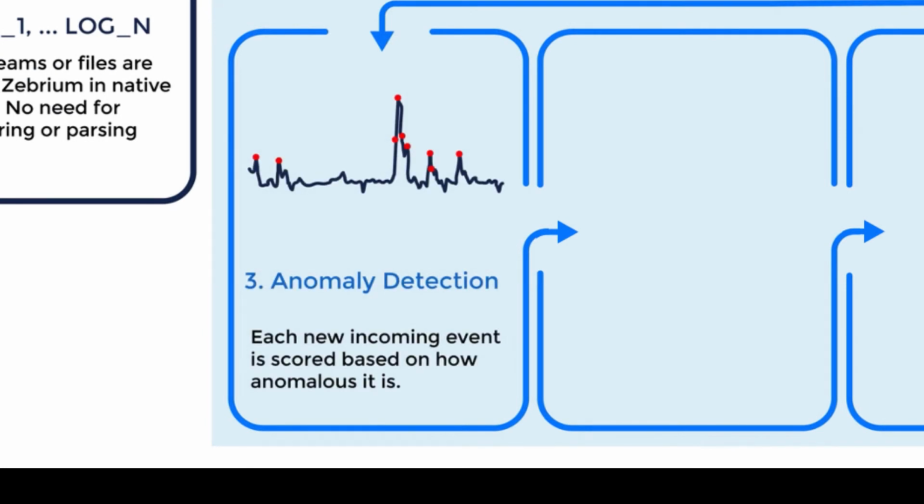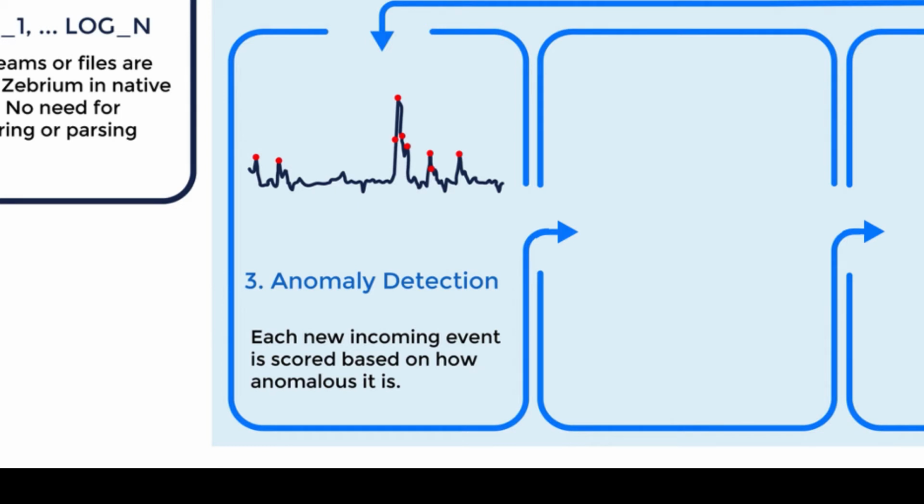Now, as each new event is processed, it is given a score based on how anomalous it is. There are many things that go into anomaly scoring, but the two most significant factors are how rare the event is and how bad the event is. That is, events with higher severity get higher scores.